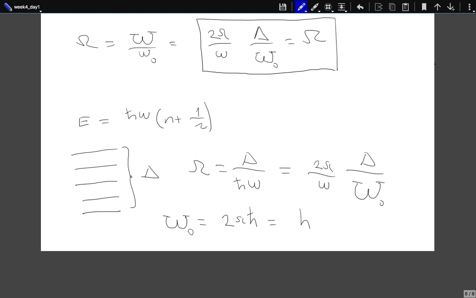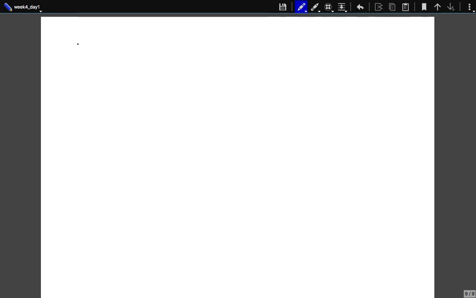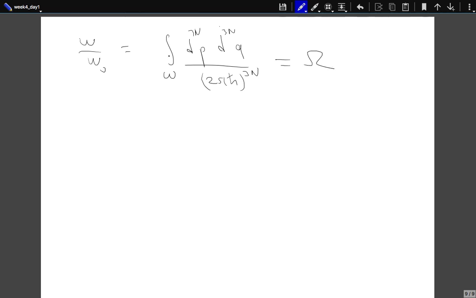So basically, in general, we said that omega over omega 0 for a 3n-dimensional system will be the integral of d3n p d3n q, divided by 2 pi h bar, which is h, to the power 3n, integrated over the available phase space. And this is what we identified as omega. At least in 2 explicit examples, we had actually seen that omega 0 is 2 pi h bar.